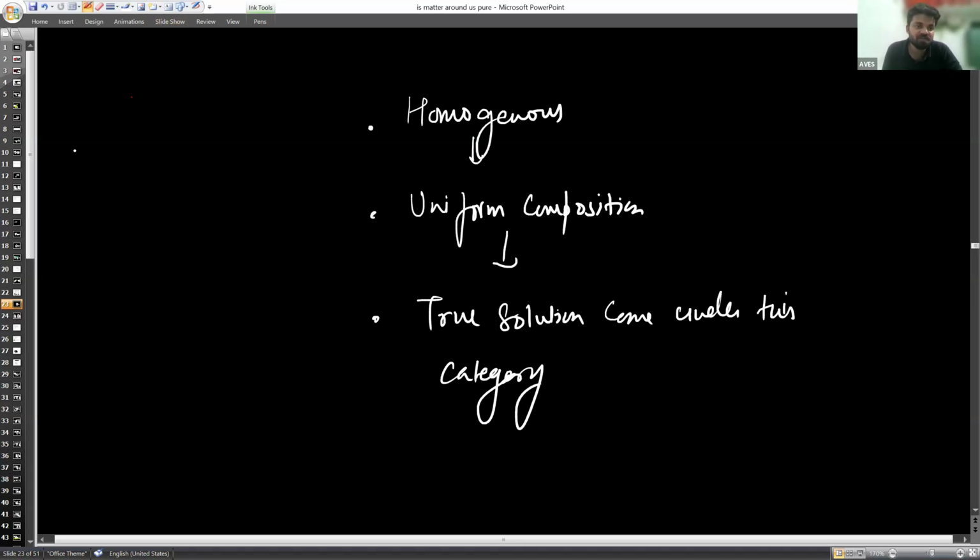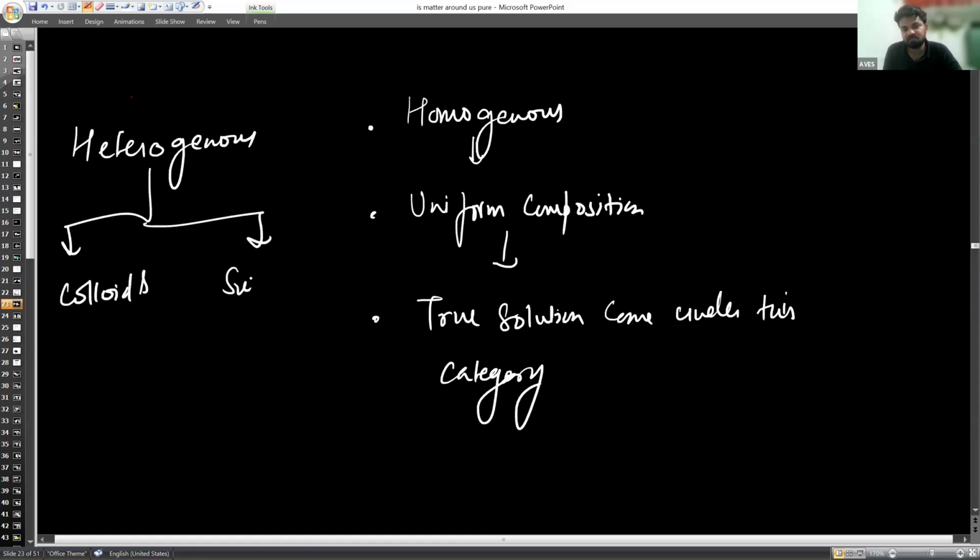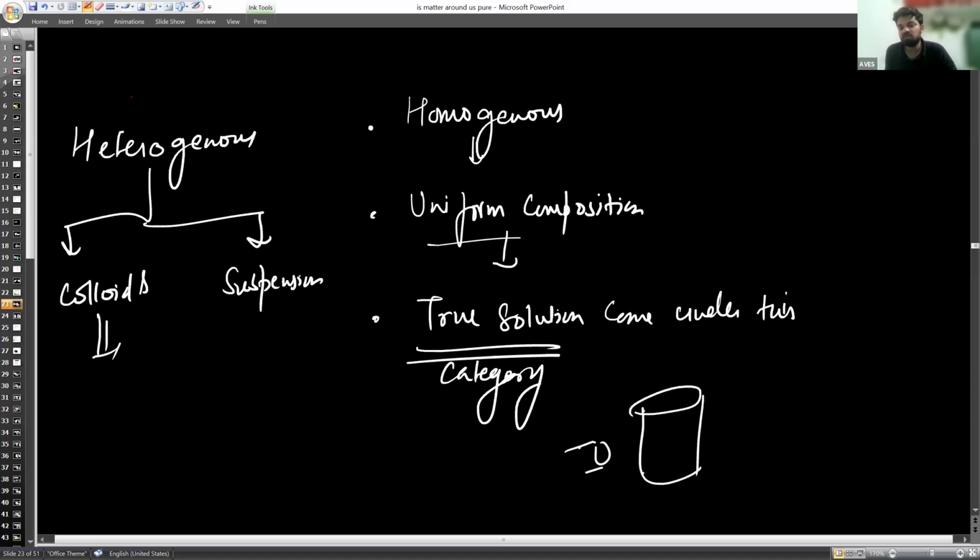Now, what are heterogeneous mixtures? We have two types: one is colloids, another one is suspension. Colloids are almost similar to true solution, but they have one major difference.